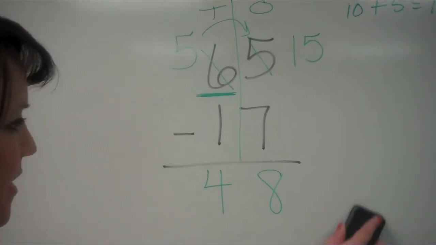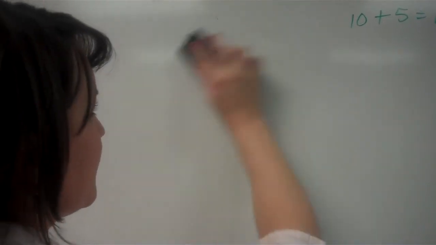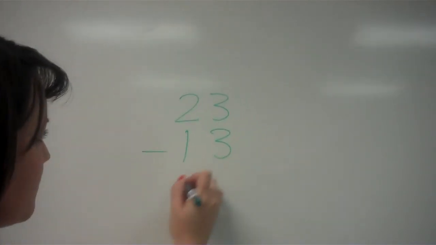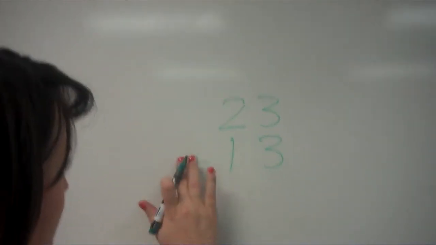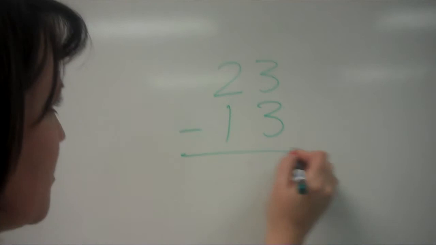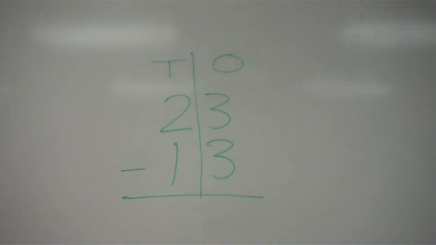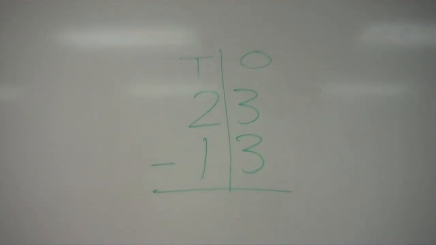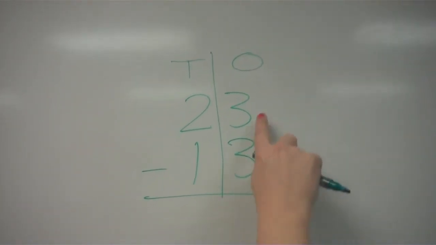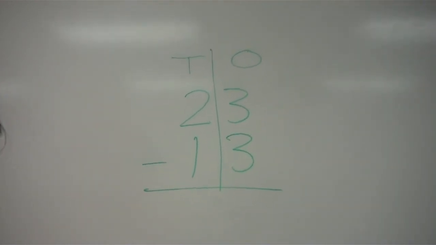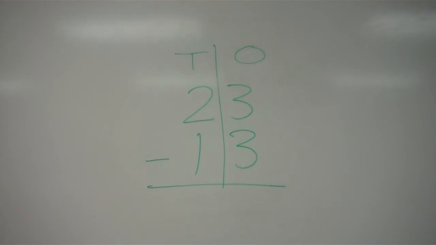Now, if the numbers were the same, let's try a different problem. Once again, we look at tens and ones. Okay, I'm going to start in the ones. I don't have numbers that are bigger or smaller than another. The numbers are the same. So what we say to ourselves is, numbers the same, zero's the game.